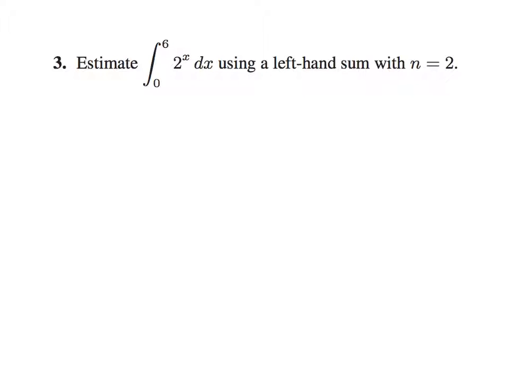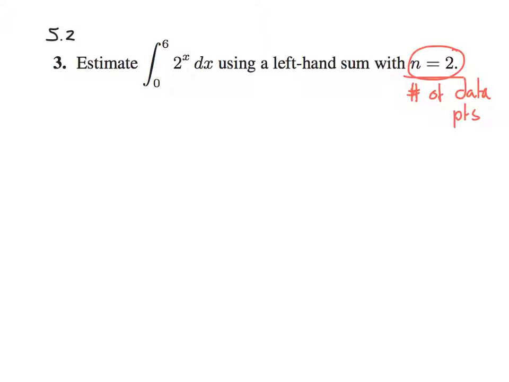Okay, this is a problem from 5.2. Estimate the definite integral from 0 to 6 of 2 to the x dx using a left-hand sum with n equals 2. So n equals 2 means the number of points, the number of data points. So in this case we have 2 data points.